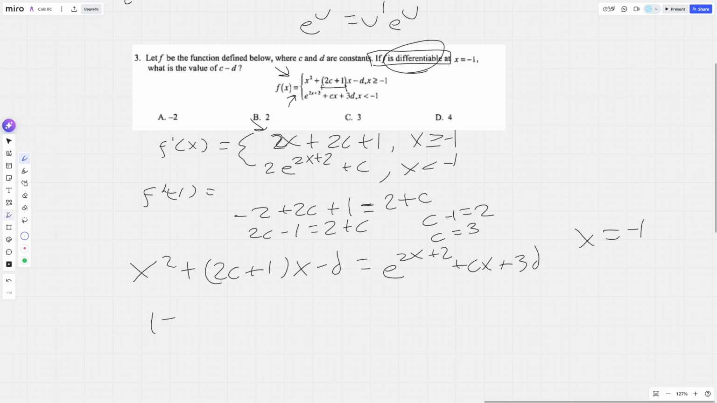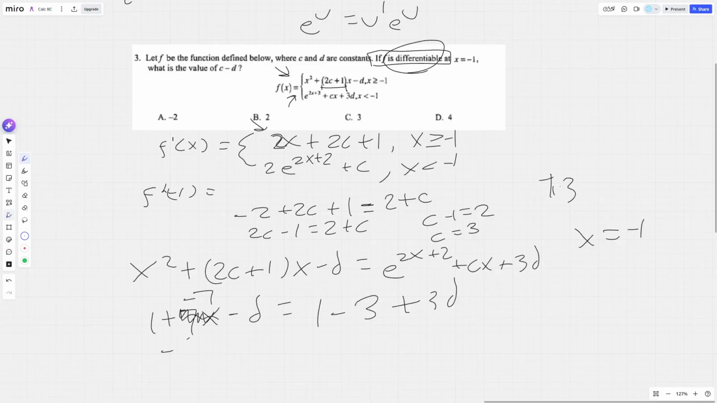-1 squared is 1 plus 2c. c is equal to 3. And 2 times 3 is 6 plus 1 is 7. So you have 7x minus d is equal to e to the power of -2 plus 2, which is just e to the power of 0, which is 1, plus cx, since x is -1 and c is equal to 3, you have -3 plus 3d. And then we simplify a bit more. This should be -7, I forgot to put in the x here.